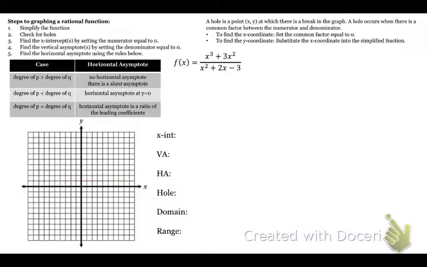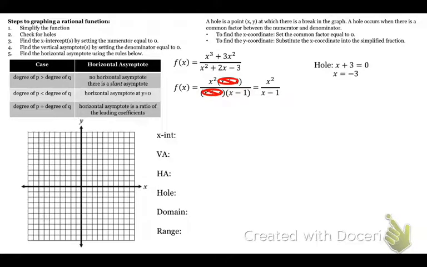Okay. This one, x cubed plus 3x squared over x squared plus 2x minus 3. So let's factor it. That's going to be x squared times (x plus 3), over (x plus 3)(x minus 1). We'll see we have this hole here now. So we have that hole at x plus 3. So we have x plus 3 equals 0, which means x equals negative 3.